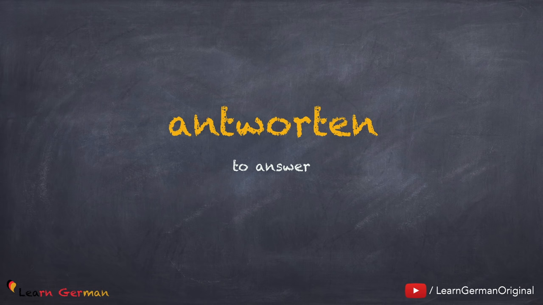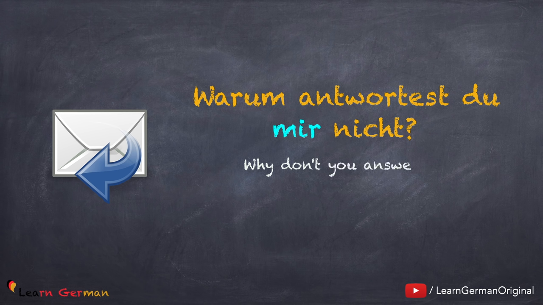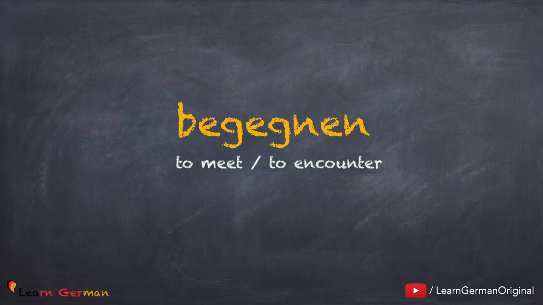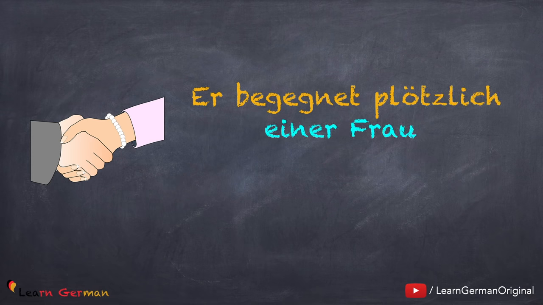Antworten. Let's see how to use this verb. Warum antwortest du mir nicht? In this sentence, du is the nominative subject, whereas mir is the dative object. There is no accusative object in the sentence. The second verb is begegnen. And let's see how to use it.